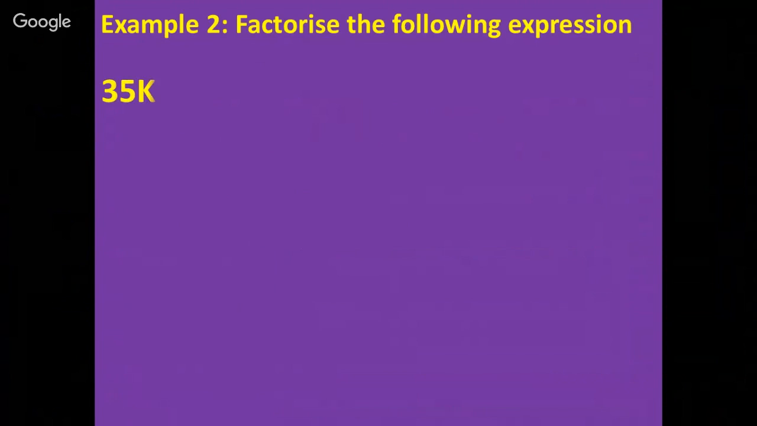Now let's see another example. This is a little bit difficult. We are supposed to factor 35k squared plus 100k minus 15.